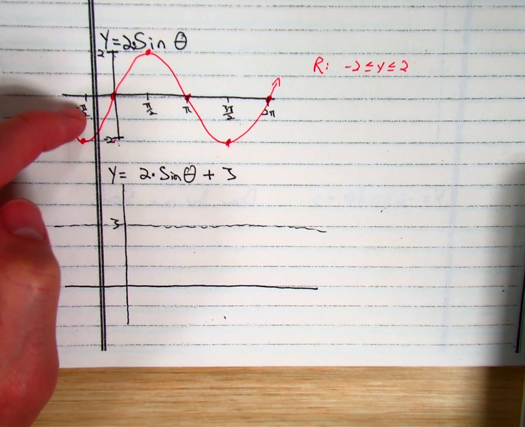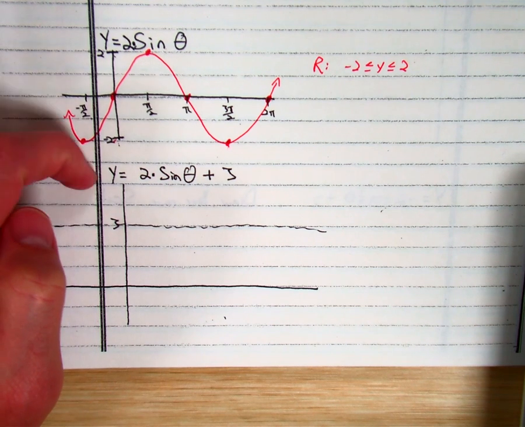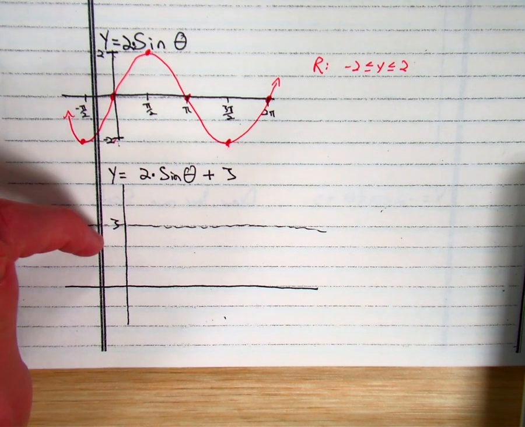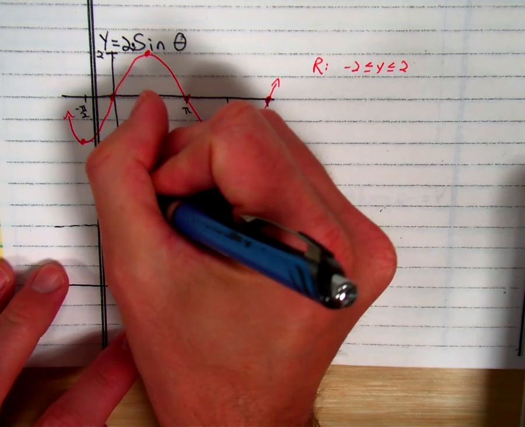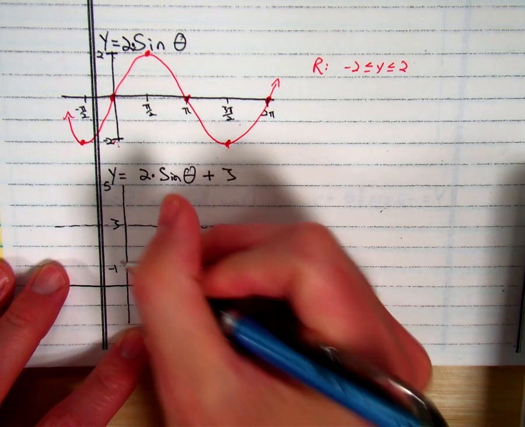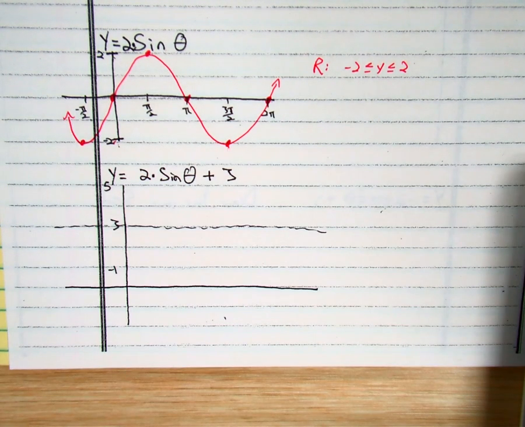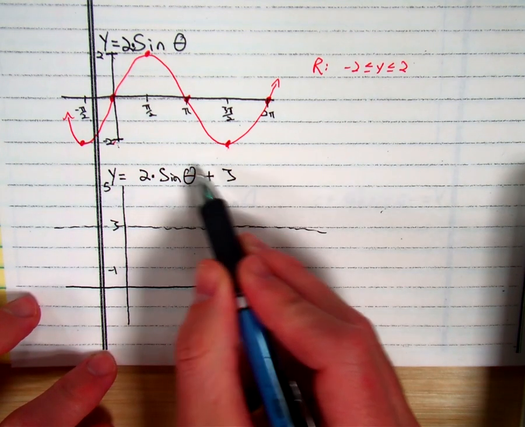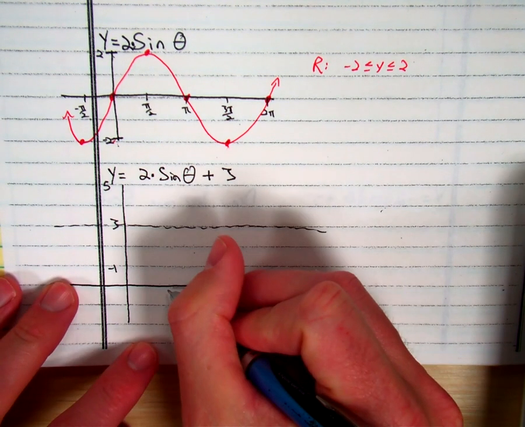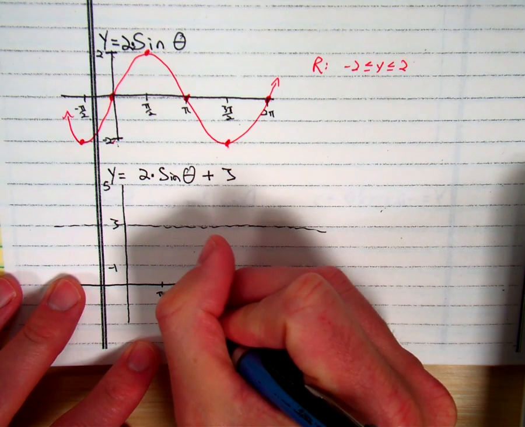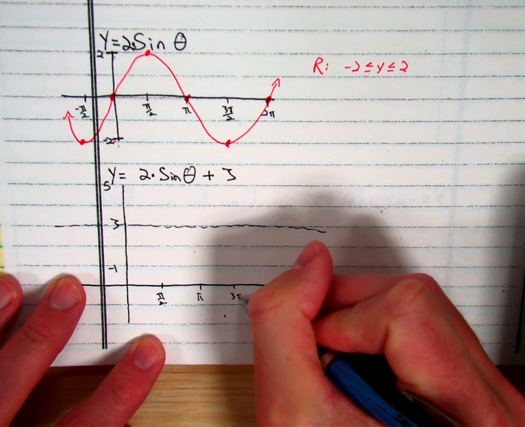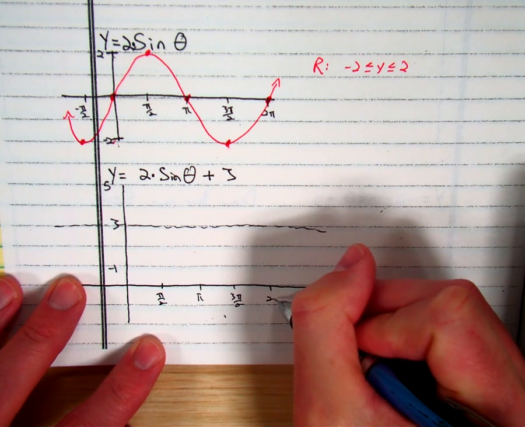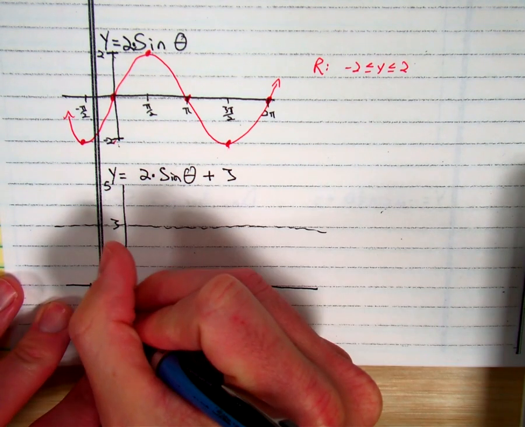Now when our midline was 0, that number was the top and the bottom, 2 and negative 2. My midline's not 0 anymore. I'm going to go up 2 to 5 and down 2 to negative 1. No period adjuster. So we're still going by our normal pi over 2, pi, 3 pi over 2, 2 pi. We'll throw a negative 1 on there.